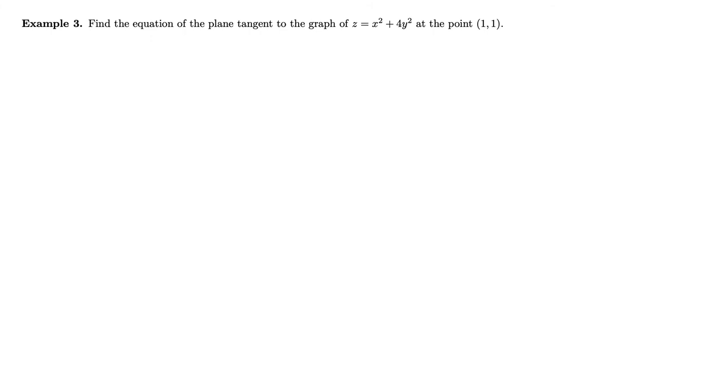Okay, so we want to find the equation of the plane tangent to the graph of this surface. So this is basically a function of two variables just being plotted as a z-coordinate in three-dimensional space, and then at this point, specifically at (1, 1) and f of (1, 1), we're going to have a tangent plane, and we just want to find the equation of that tangent plane.